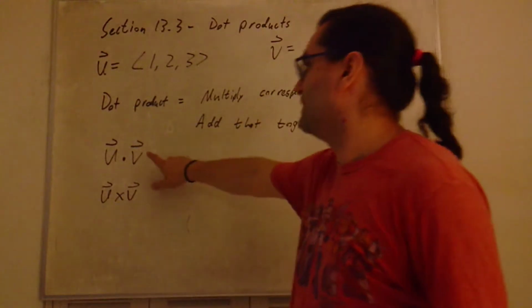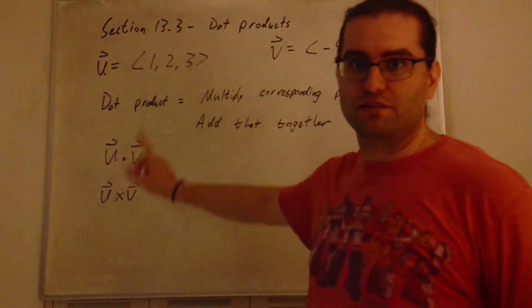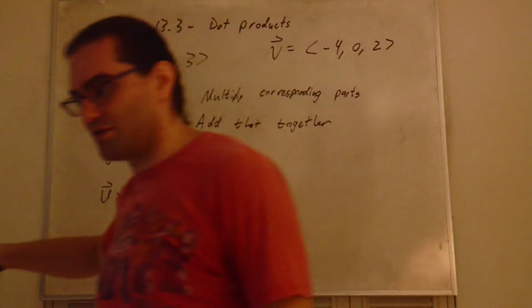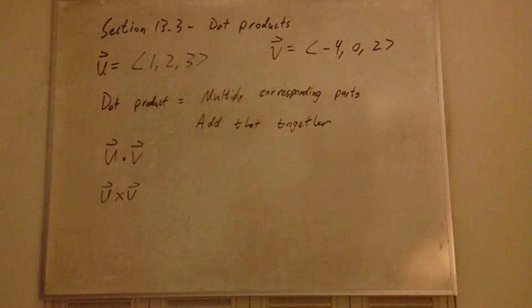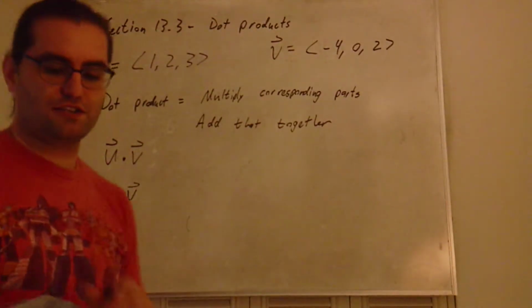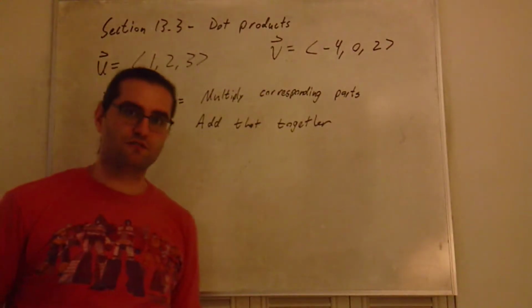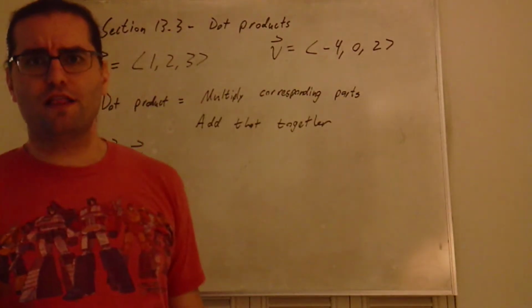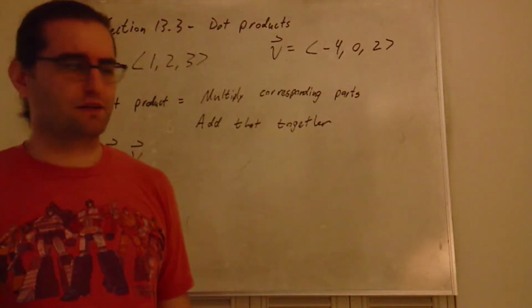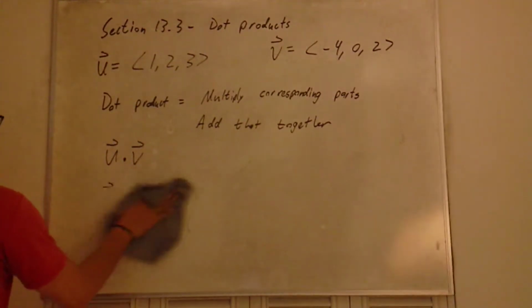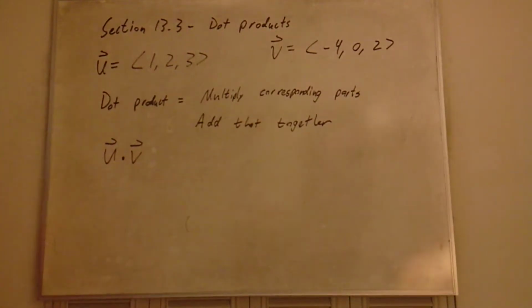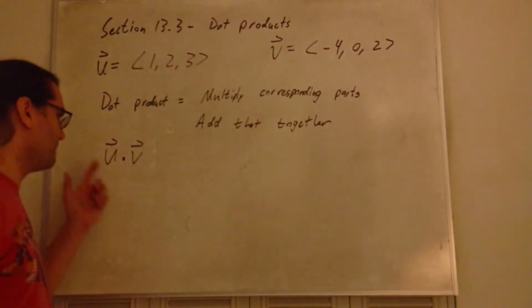So, that's the dot product, that's the cross product. One of them uses a dot, the other one uses a cross. Pretty self-explanatory. We're going to talk about cross products in section 13.4, so be patient for that one. They're a lot weirder than dot products. Dot products are sort of the natural first step. So we'll focus on these for now.